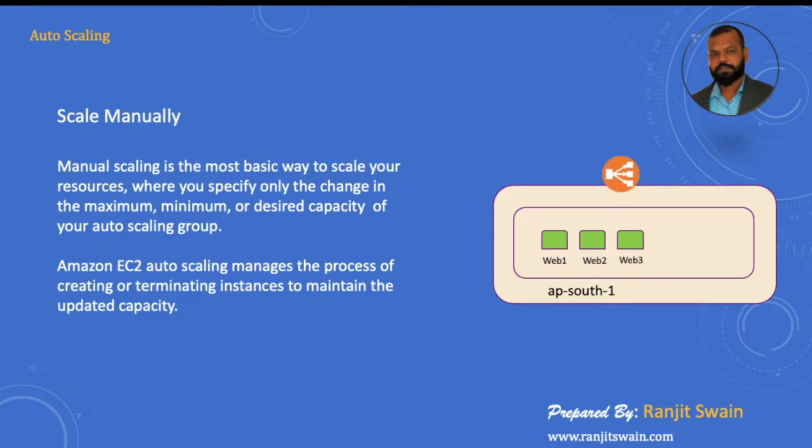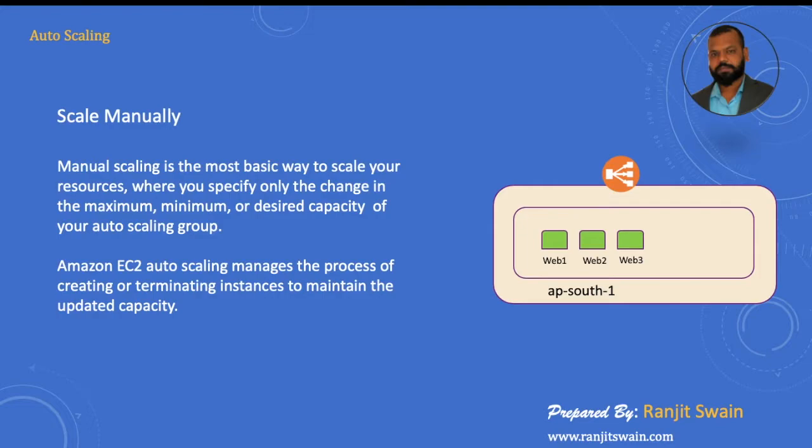Scale manually. Manual scaling is the most basic way to scale your resources, where you specify only the change in the maximum, minimum, and desired capacity of your autoscaling group. Amazon EC2 autoscaling manages the process of creating or terminating instances to maintain the updated capacity.